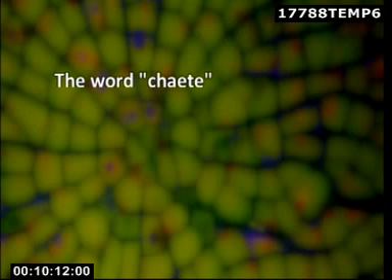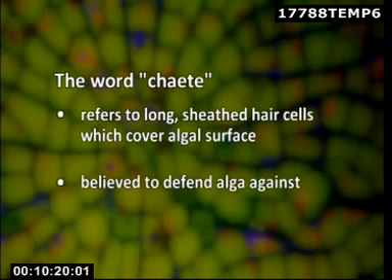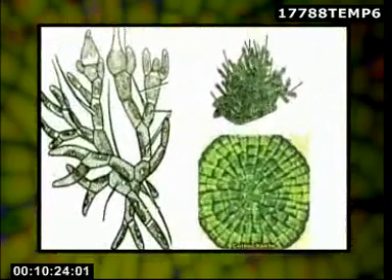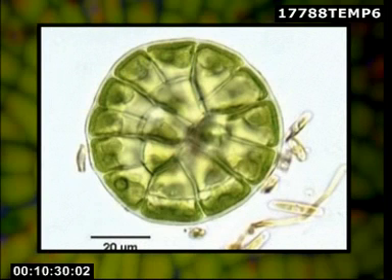The chaete in the name of the genus refers to long sheathed hair cells which cover the algal surface and are believed to defend the alga against potential herbivores. The genus includes forms with prostrate and erect branched filaments. Branched filaments adhere to form pseudoparenchyma and parenchymatous thalli.